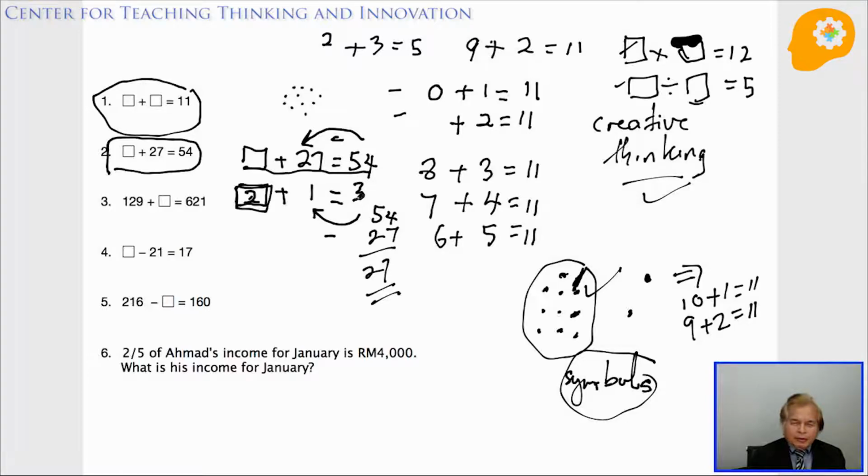Now again, you ask your son, how do you get 2 from this 3 and 1? Of course, 3 minus 1. So if it is 3 minus 1 at the bottom here, therefore at the top here should be 54 minus 27. Here it's 3 on the right minus the one on the left, and here the right minus the left. So this is called analogic reasoning.